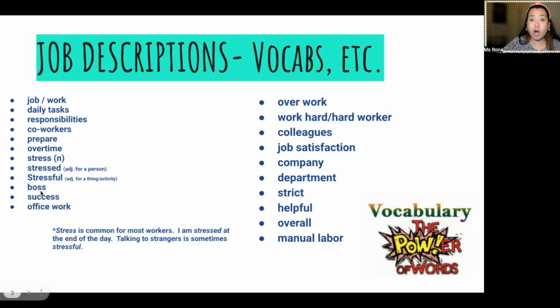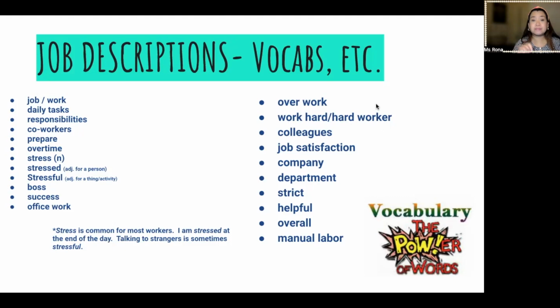Next words: boss, success, office work. On the right-hand column, we have here overwork. Overwork. Work hard or hard worker. Now, the difference between these two is that when you say work hard, it starts with a verb, and hard here is describing the verb. I work hard. So an adverb, basically. Hard worker, this is a noun phrase describing the person.